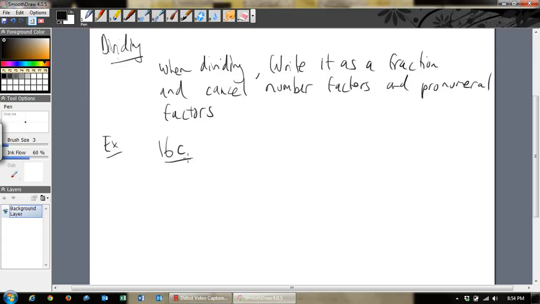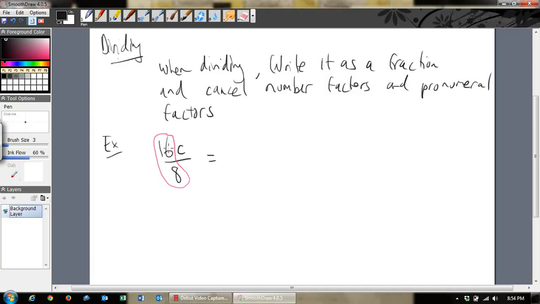16c over 8. Okay, so let's have a look at this. 16c over 8. You've got two different sections. I tried to change to a nice little pink colour for everyone, but that didn't work. We've got this 16 over 8. That's our number part. And then we've got this other c, which is just your letter part.